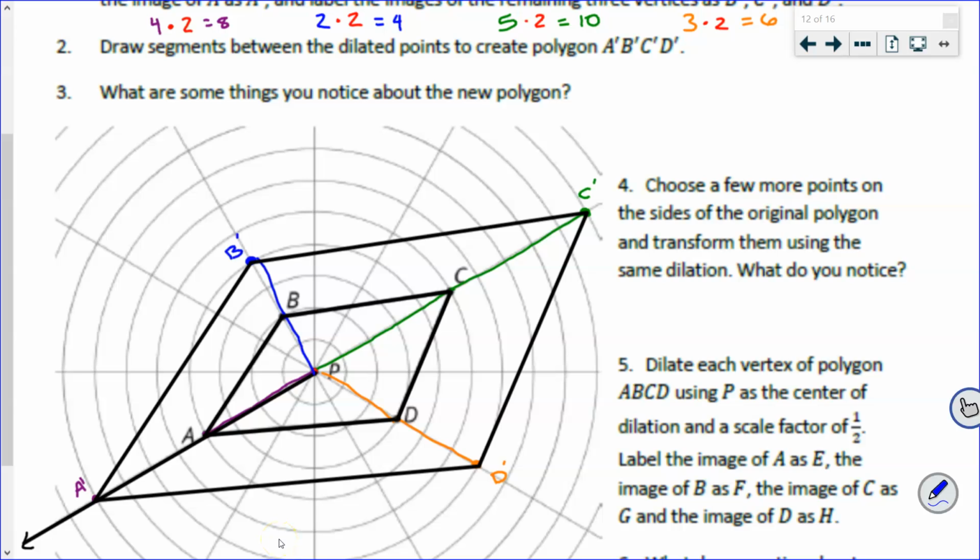All right, what do you notice? Tell me something that you notice, please. Come back to me. Thank you, Zeta. Same shape, but bigger. What specifically is the same about it? Nadia?